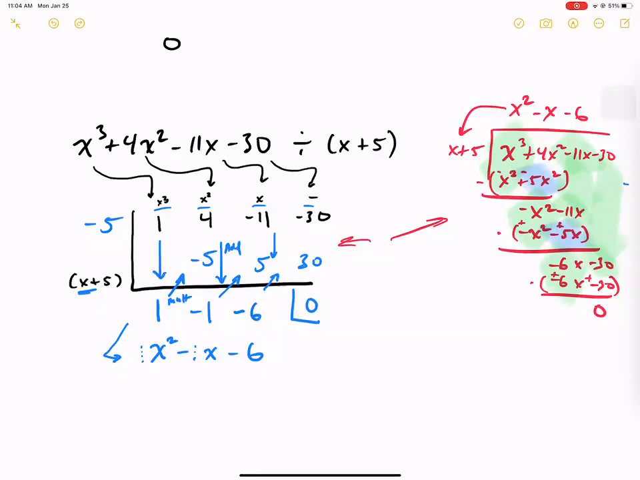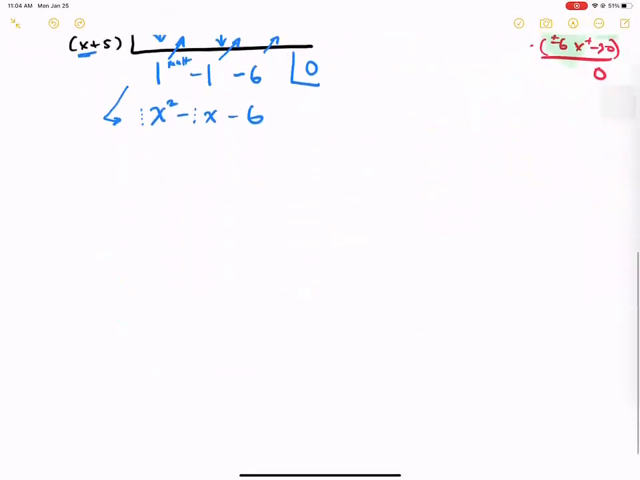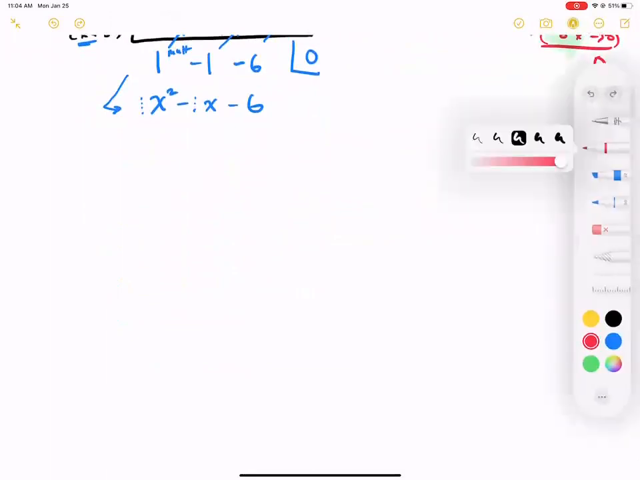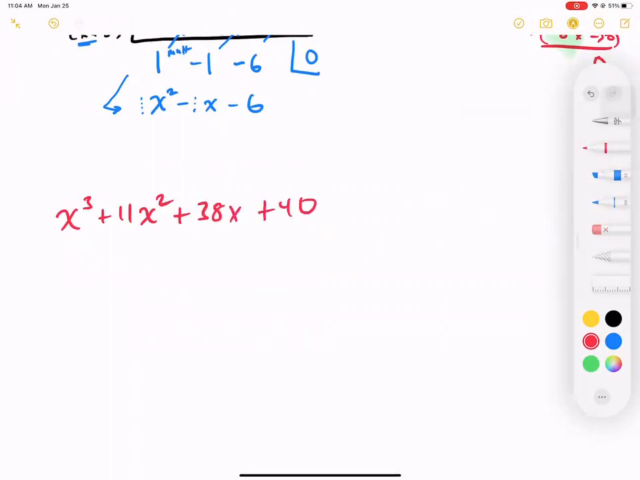Okay. Let's do one more example of long division. It's going to be x cubed plus 11x squared plus 38x plus 40. And we're going to divide, in this case, by x plus 5. Okay, if you want, you can do long division. It's going to take us forever, but synthetic division is the future.